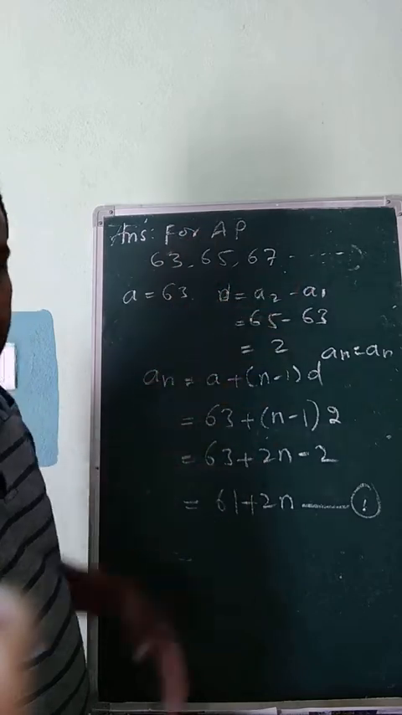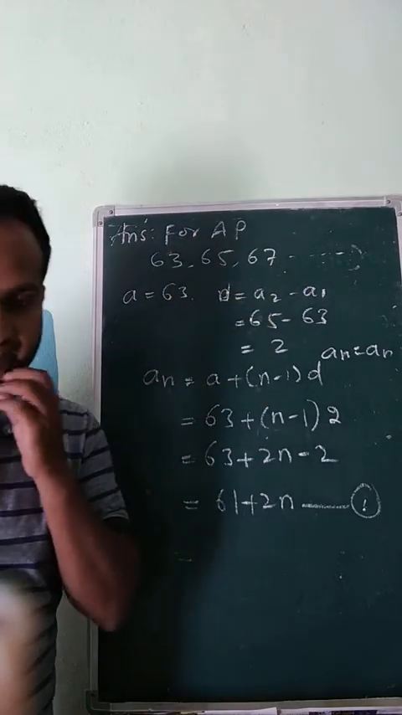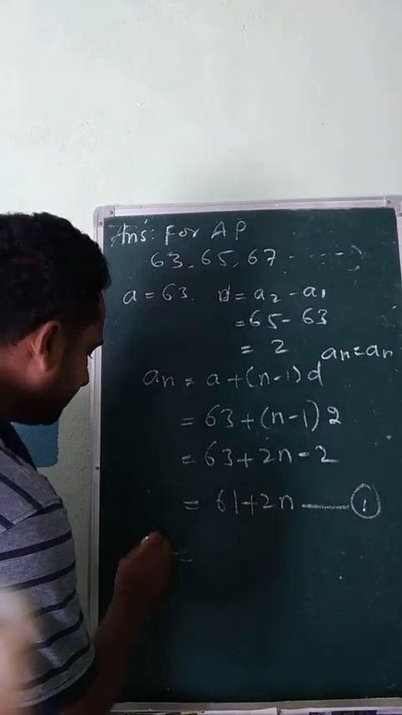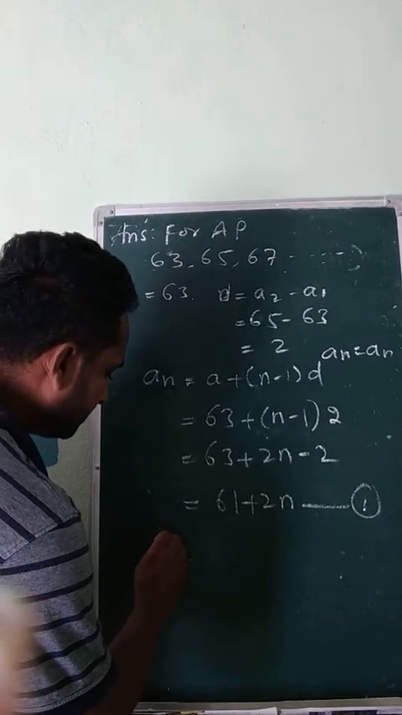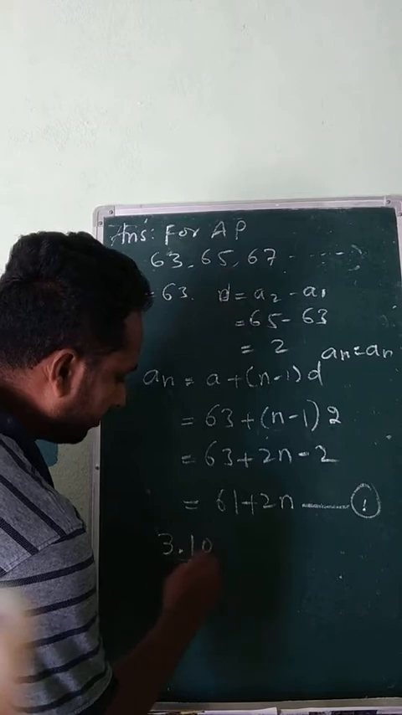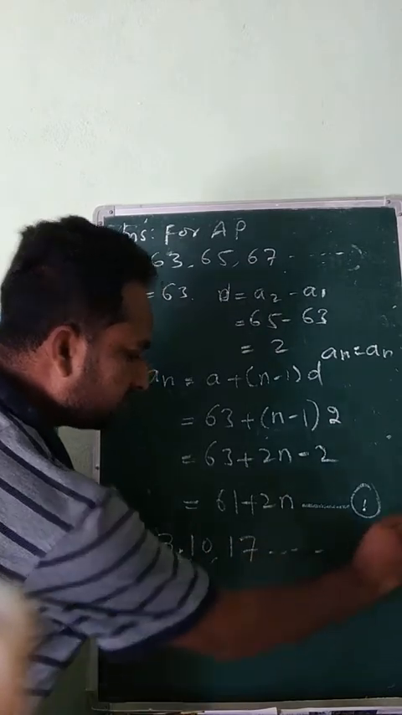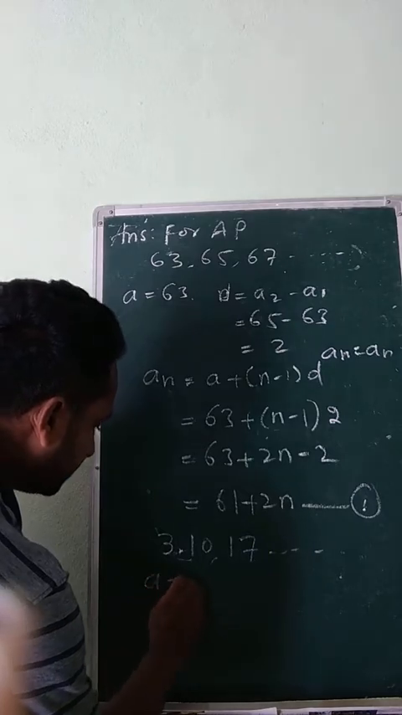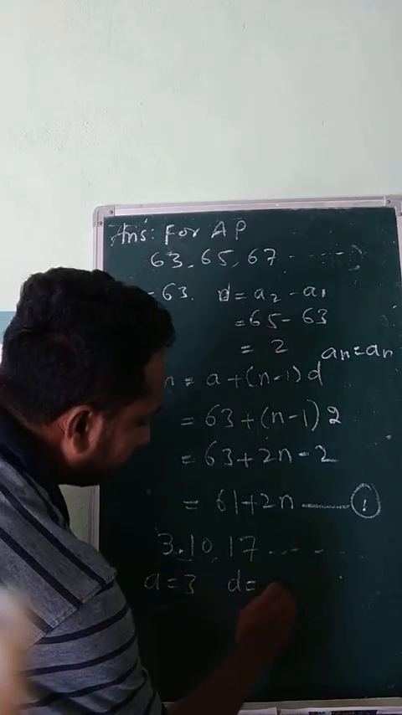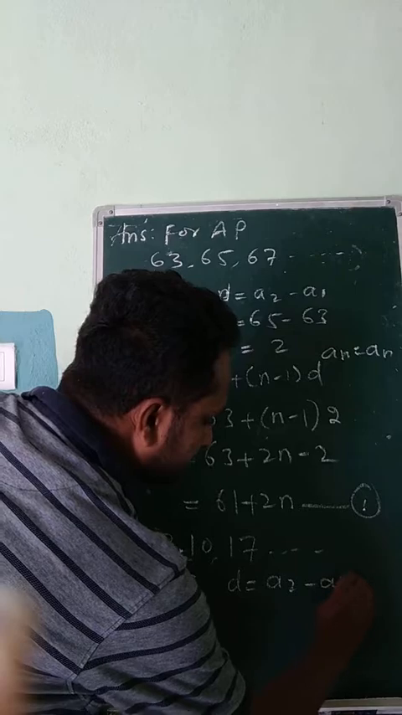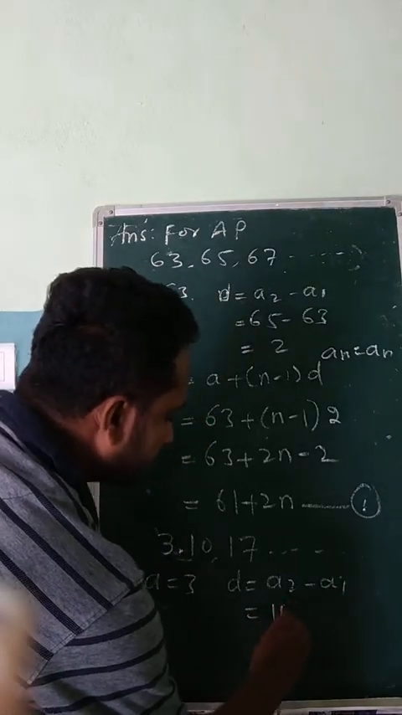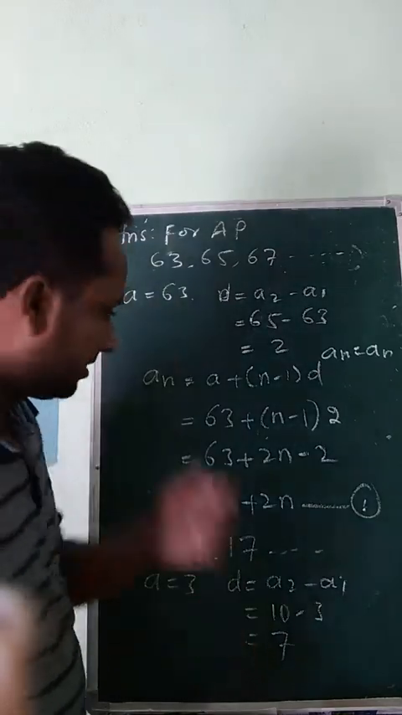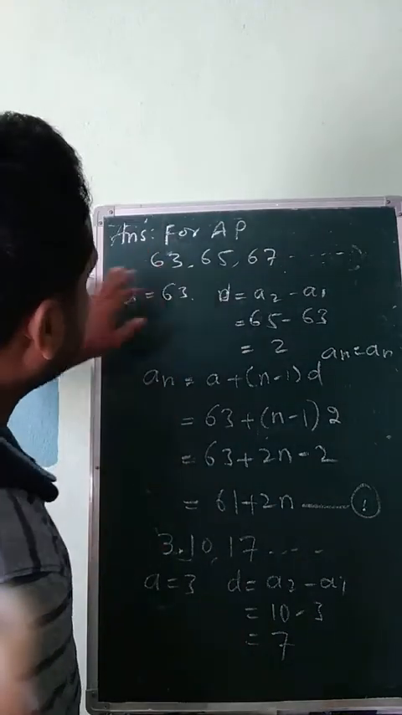Now come to the second AP. The second AP given here is 3, 10, 17, and so on. Correct? Then what is the a value? You have to take that here. a is equal to 3 and the common difference d is equal to a2 minus a1, which is 10 minus 3, equal to 7. The common difference is 7.